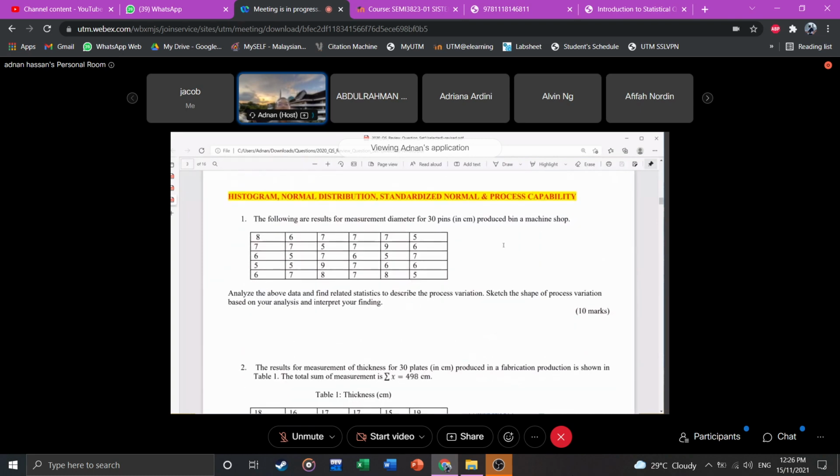And this is histogram, normal distribution, standardized normal, process capability. This is related to what you have done on the scatter diagram, this is on histogram. You plot using a histogram, the width and height. The question here: sketch the shape of process variation based on your analysis and interpret your finding. So basically you need to plot a histogram.